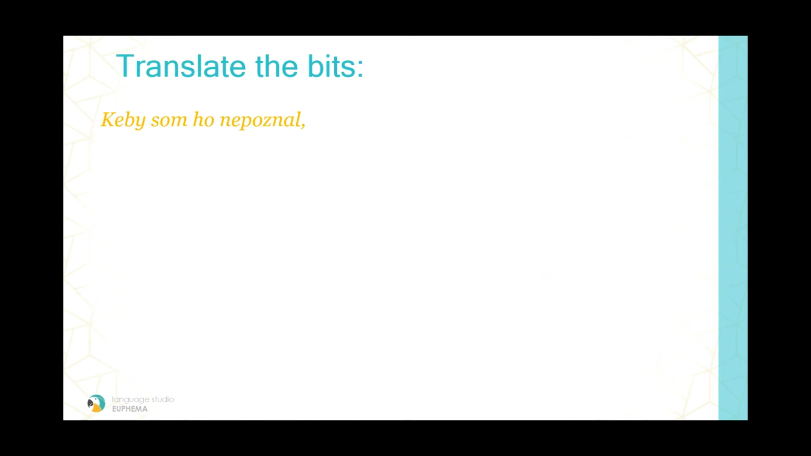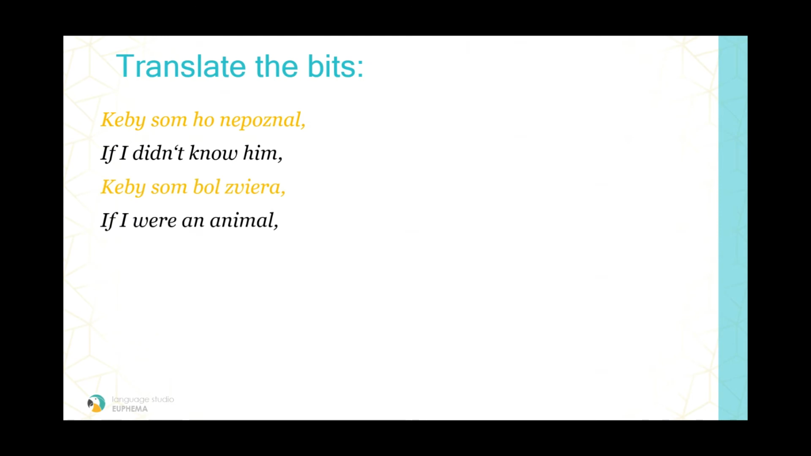If I didn't know him. If I were an animal, you remember that the verb be in the second conditional is quite exceptional because we are allowed to use were universally after every person, after I, he, it, she, all persons basically, all right? So if I were an animal, good, let's continue.